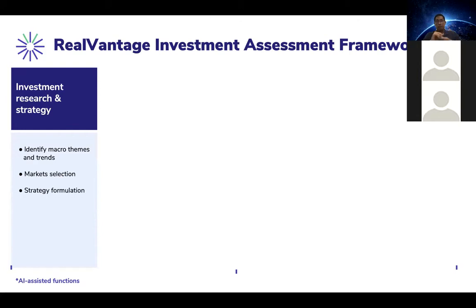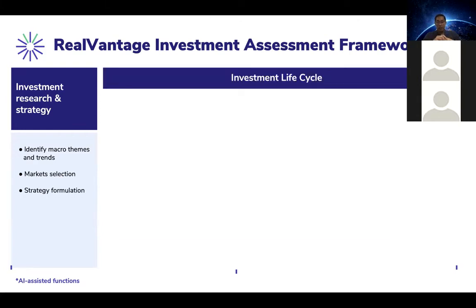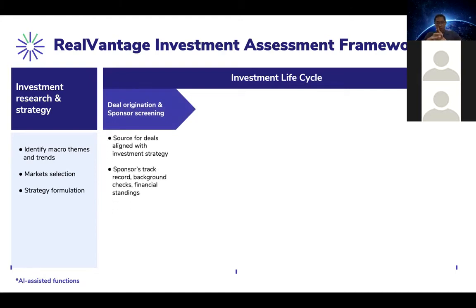Okay, the next step is to source deals within the identified markets through our networks, contacts, and brokers. For deals where we work with a local partner or sponsor, we spend a lot of time as well to evaluate the sponsor's track record, their background, their history, their expertise, and the ability to execute the project. Next step is, once we have identified a deal, we put it through a rigorous assessment, or what we term deal underwriting.